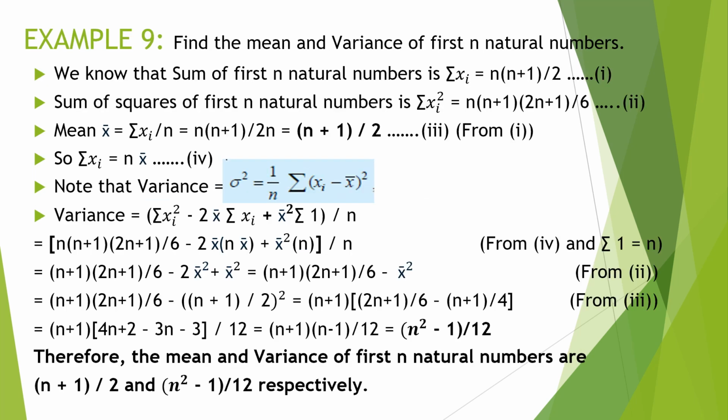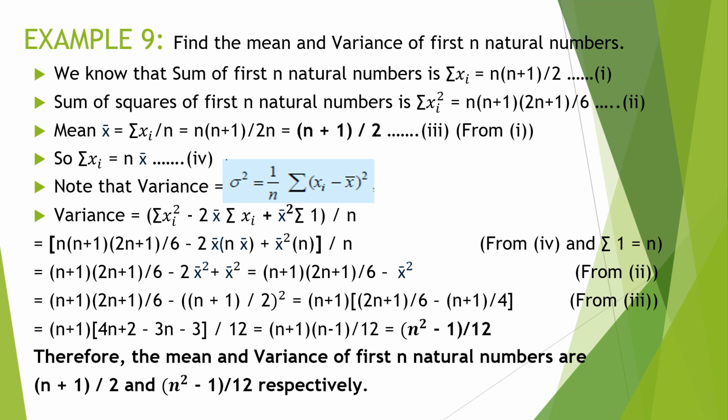Example 9. Find the mean and variance of first 10 natural numbers. Now for this we are going to use two formulas. We know that sum of first n natural numbers is given by n into n plus 1 by 2 and the sum of the squares of first n natural numbers is given by n into n plus 1 into 2n plus 1 upon 6. So we will use these two facts. Now mean means sigma xi upon n. So sigma xi means n into n plus 1 upon 2 divided by n. N gets cancelled, so this is n plus 1 by 2. Hence, the mean of the first n natural numbers is n plus 1 by 2.